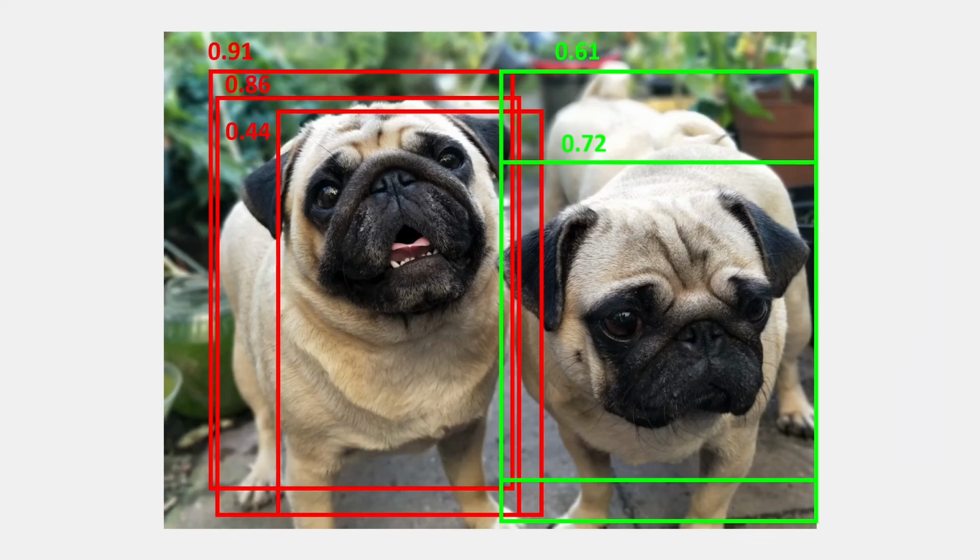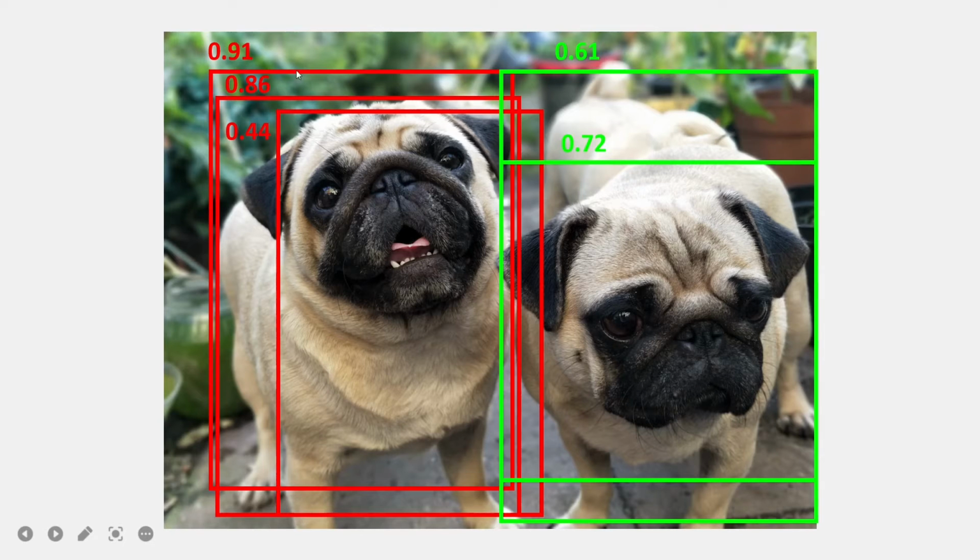Hello everyone, in this video we are going to look at the concept of non-max suppression. So let's take an example. Let's say this is our image and there are two dogs over here. The first dog is being predicted by Faster R-CNN or YOLO, whatever algorithm is being used. It is predicting 3 bounding boxes for the first dog.